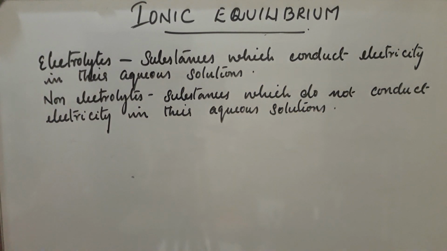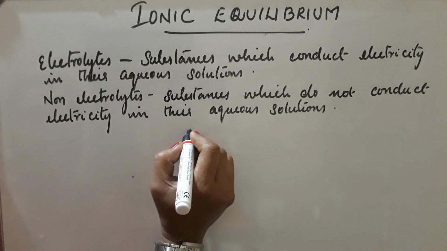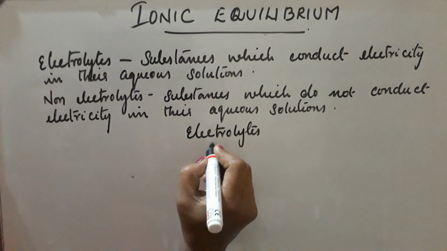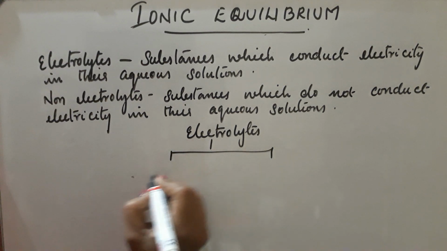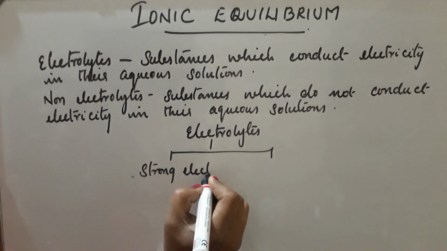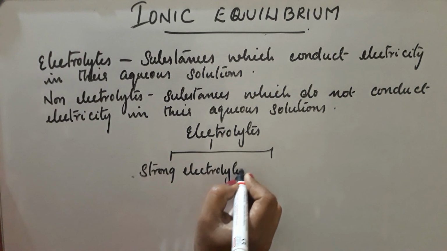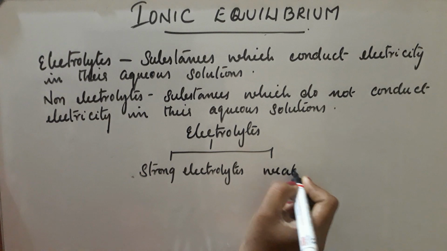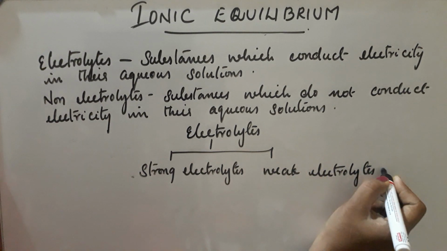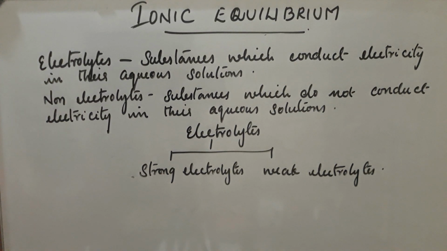Now, electrolytes are divided into two, strong electrolytes and weak electrolytes. Now, what are strong electrolytes? Strong electrolytes are substances which on dissolution with water are ionized completely.